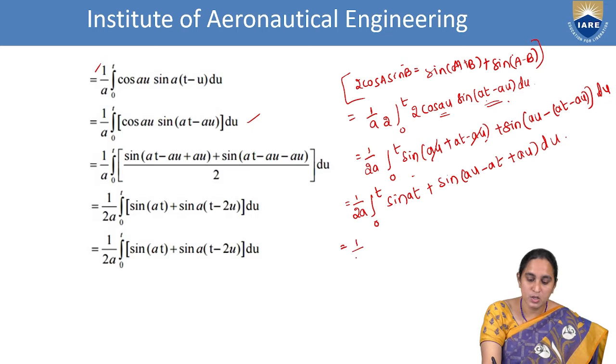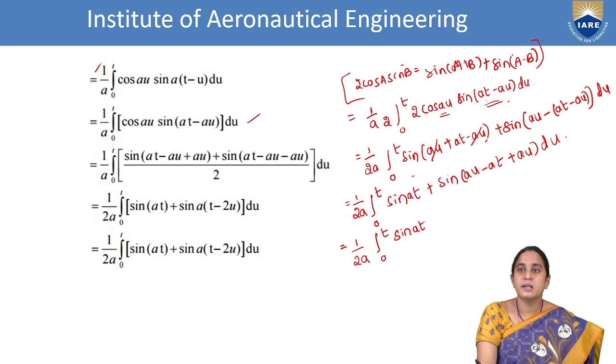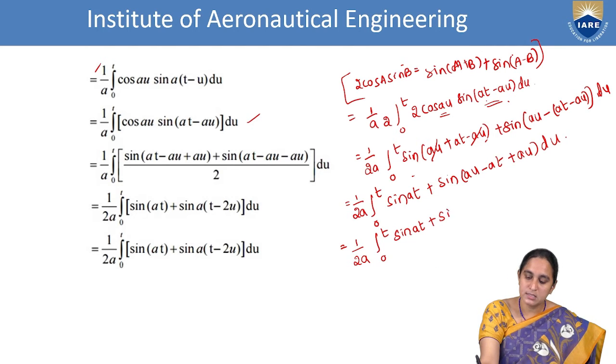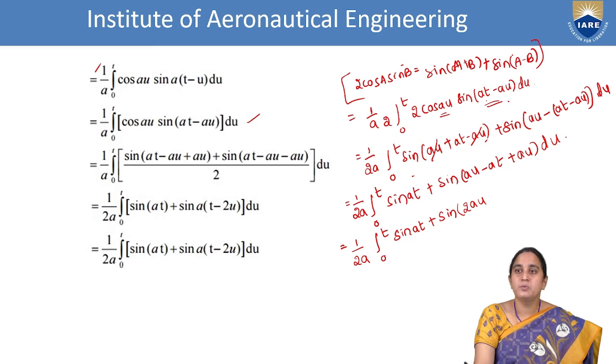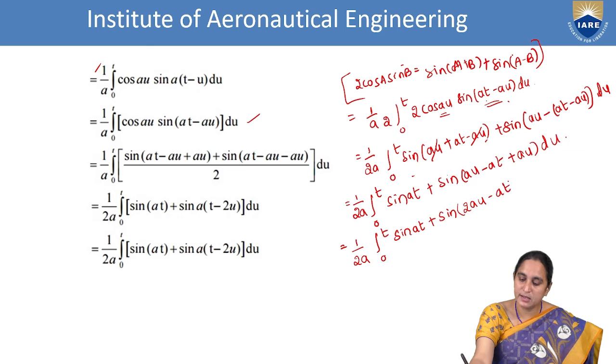From that, 1 by 2a into integral 0 to t sin at plus sin of, here what is common? First I'll take au plus au as 2au minus at into du. So 1 by 2a into integral 0 to t sin at plus sin 2au minus at du.